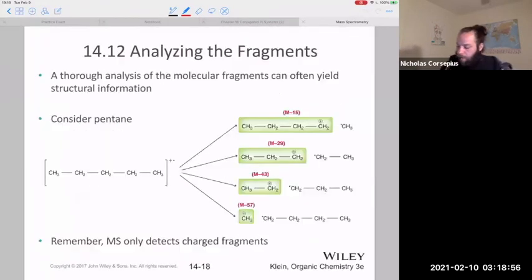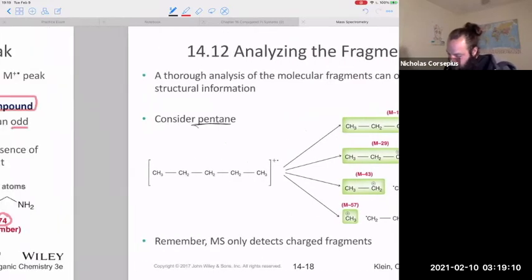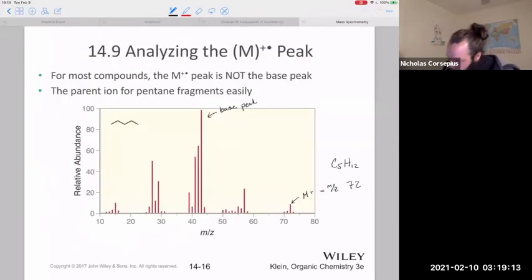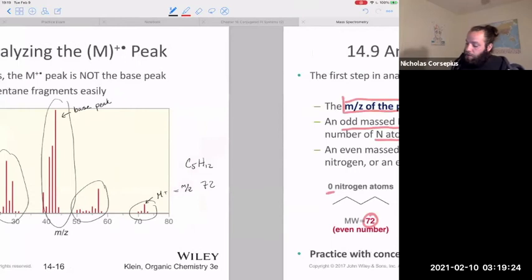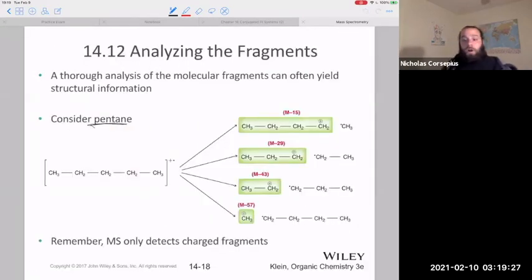Now let's talk about fragmentation again, because that's something easy that you can see just by looking at the molecular ion peak. If we look at the spectrum of pentane again, let's go back and look at this real quick. Notice how we have these clusters of peaks here. Here's a cluster around our molecular ion peak. Here's another one, and another one. Those correspond to losses of carbons and all the hydrogens that are attached to them.